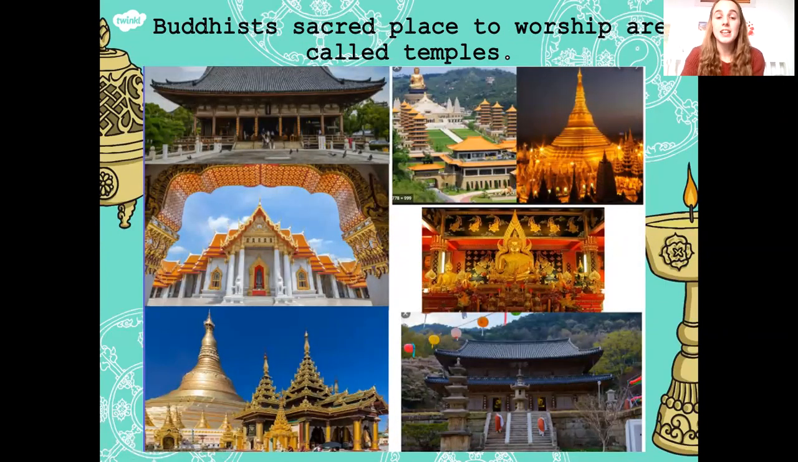Now, Buddhist sacred places to worship are called temples, and here you've got some amazing and beautiful pictures of temples all around the world. Some are in India, some are in Asia, and there's just amazing temples, as we can see. Lots of gold images of Buddha. So these are some temples.